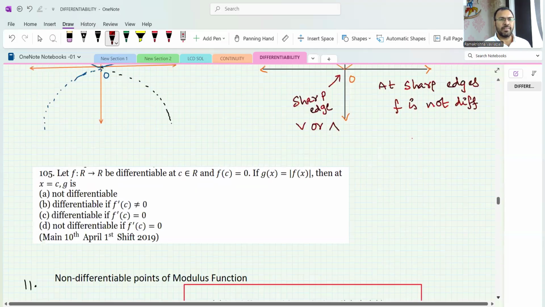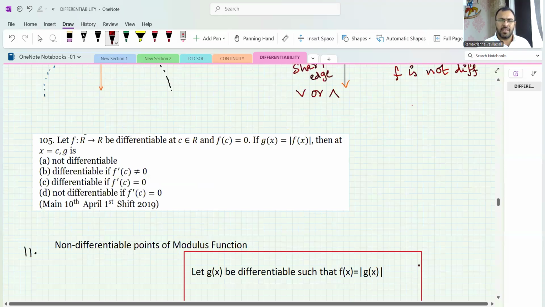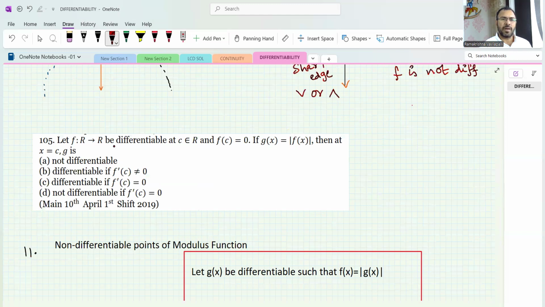Here is one previous JEE Main question. After listening to this concept, you can answer this question immediately. Let f map from R to R be a differentiable function at c belonging to R, f of c equal to 0, and g is equal to mod f of x. Then at x equal to c, g is differentiable if f dash of c is also 0. Option C is correct. g is not differentiable at c if f dash of c is not equal to 0.